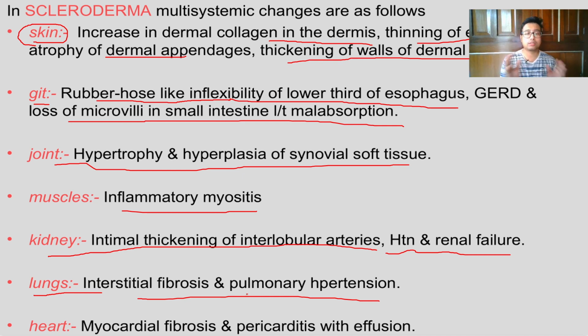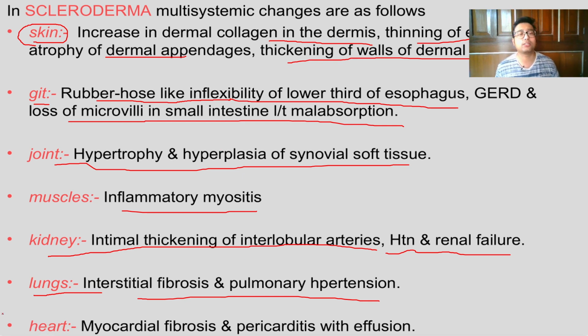Why? Because the capillaries, the arteries and the veins of pulmonary circulation also thicken. So there is an increase in diastolic pressure, due to the mechanism of systolic and diastolic hypertension. The diastolic hypertension is due to increased peripheral vascular resistance in the case of systemic circulation, but in the case of the lungs there will be increased pulmonary vascular resistance, so it will lead to pulmonary hypertension.